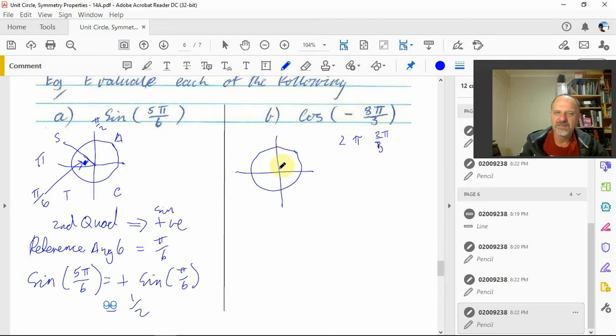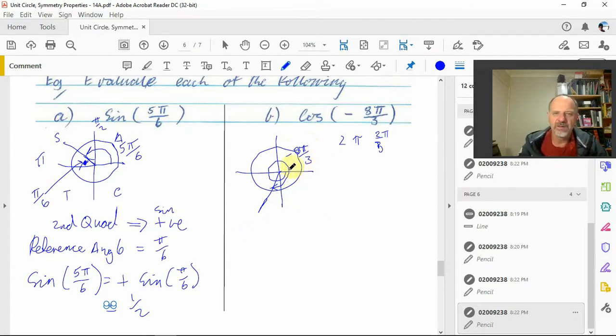So the minus means, so I should have put that in here, around to there is 5 pi on 6. The minus means instead of going anti-clockwise, we'll go clockwise. Now we're going clockwise 1, 2 pi's, and then 2/3 of a pi out to here. All right, so that's negative 8 pi on 3.